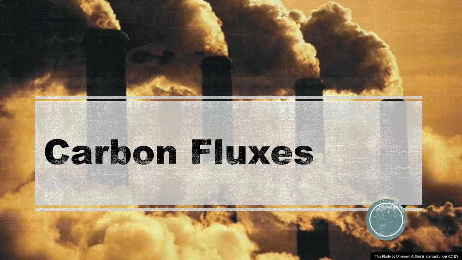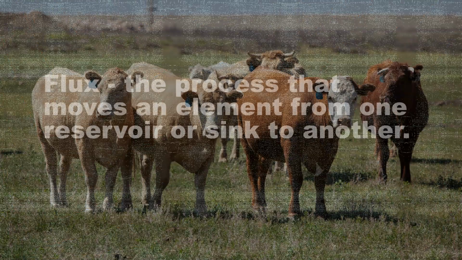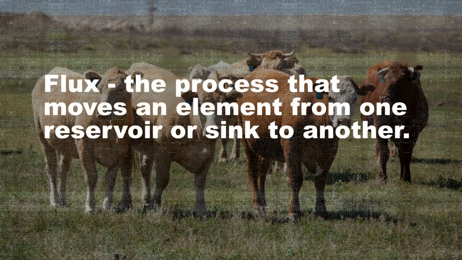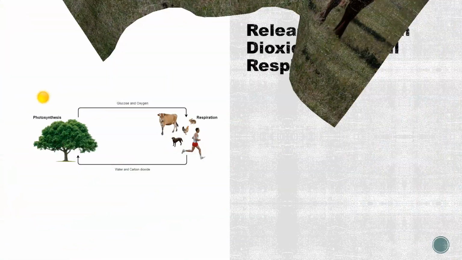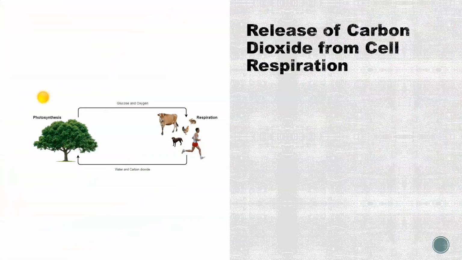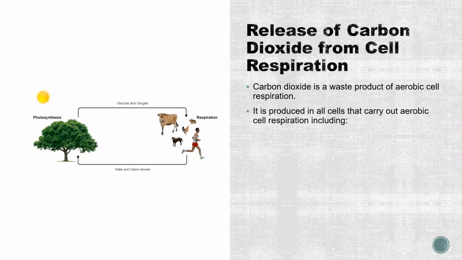Okay, so we've looked at our carbon reservoirs and our carbon sinks. So we've got limestone, our fossil fuels and peat, we've got our autotrophs, all those carbon reservoirs, water, air. Now, carbon fluxes. A flux is the process that moves an element from one reservoir or sink to another. So we're looking at process now. Okay, so we've got that release of carbon dioxide from cellular respiration. That's a flux. Carbon dioxide is a waste product of aerobic respiration.